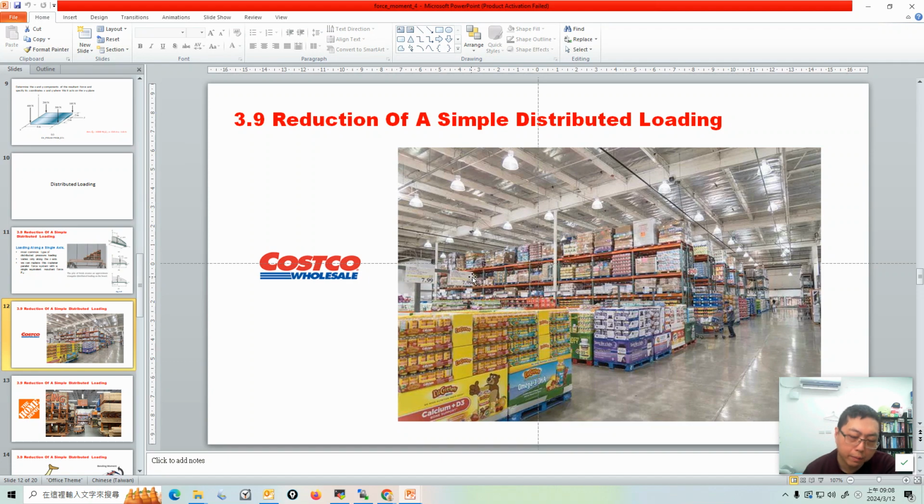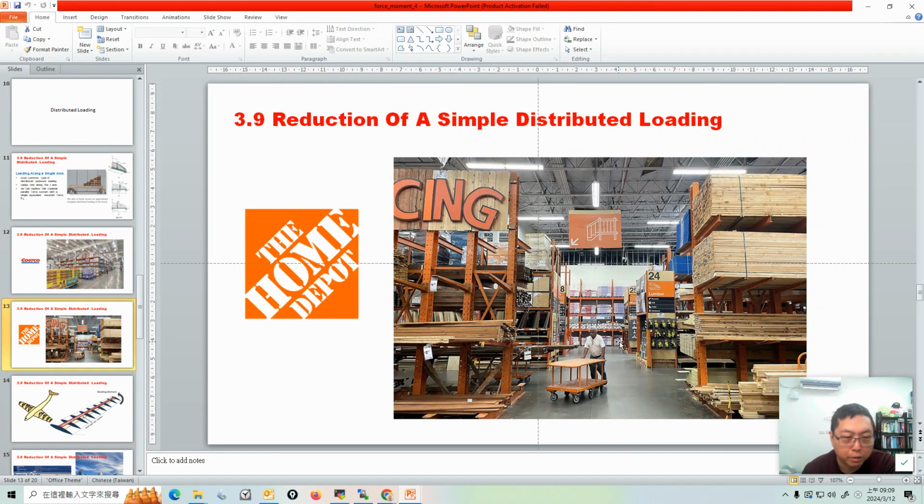Of course, if you have constant loading on the beam, it also belongs to distributed load. But most of the time when we talk about distributed load, that means the load is not uniform in the general case. Uniform loading is a special case of distributed loading. I'm not sure about Taiwan, but if you go to Home Depot, you also see a lot of stuff like this. There's a bin over here, and a lot of stuff on this bin is not uniform, so it's a distributed loading.